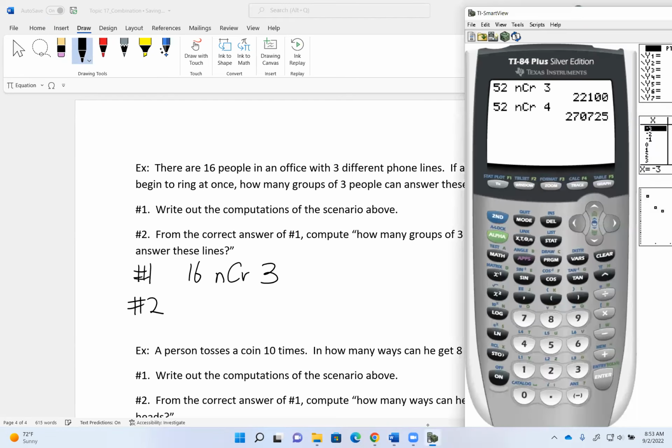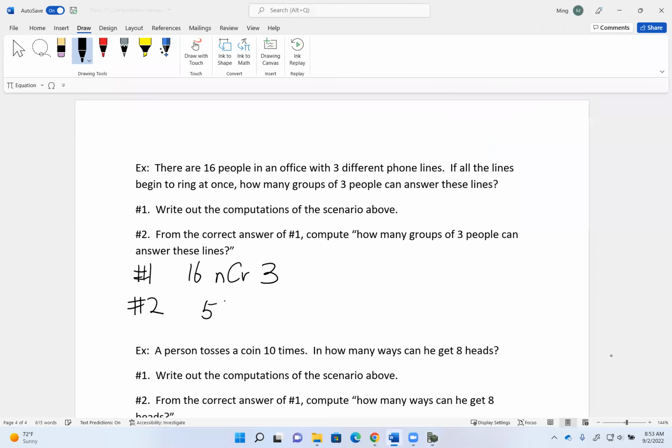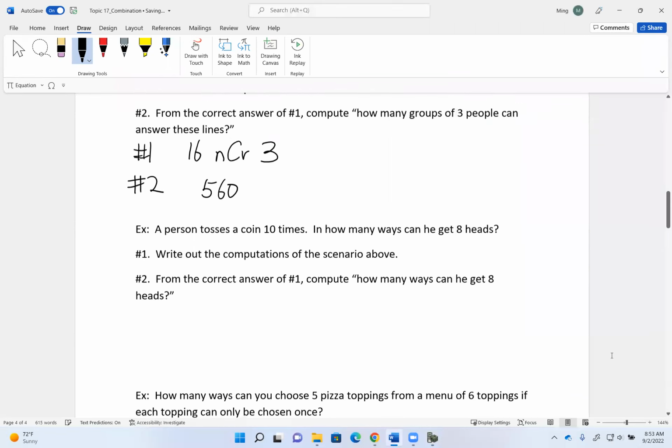Okay, so let's put it in the calculator. 16 choosing 3 of them. So that'll be 560 different groups of 3 people that can answer the phone. So that's the answer. All right.